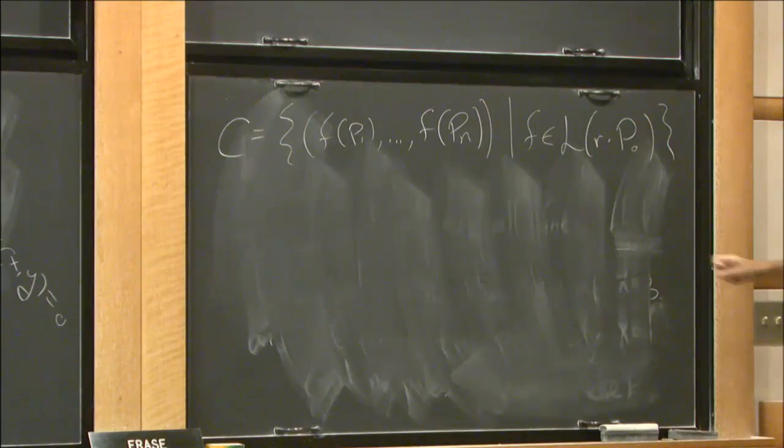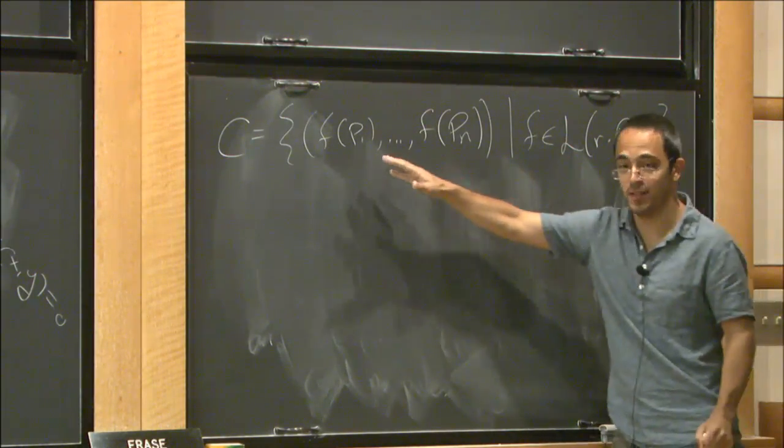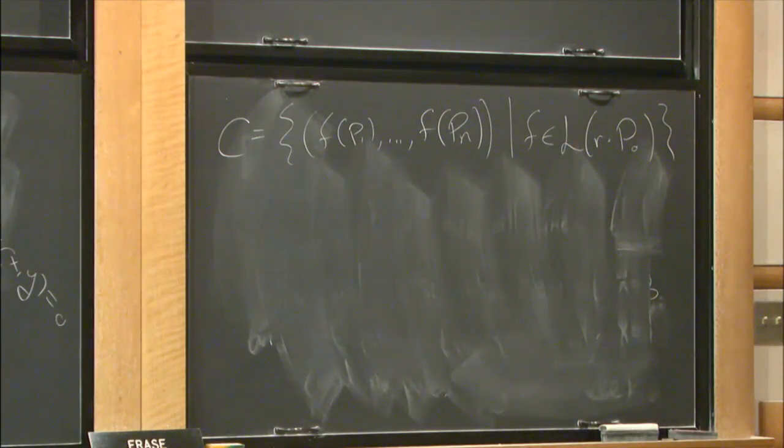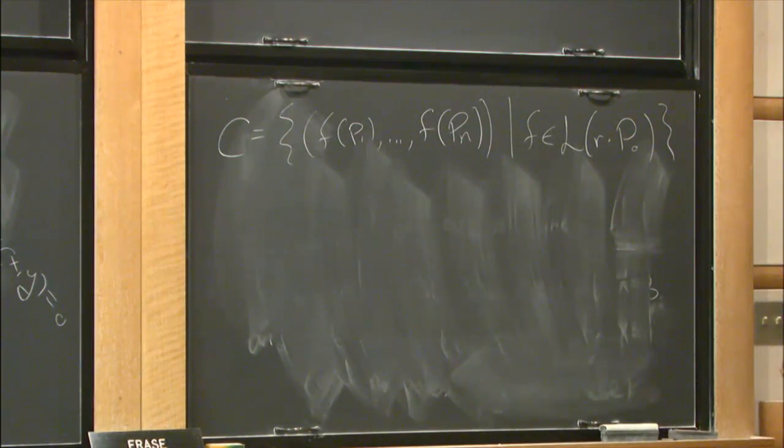So first of all, it makes sense. Every function here only has a pole at p0, so you can evaluate it at p1 till pn, right? That's okay. And at least you don't see infinities here, right? And the question is, what are the parameters of these codes?